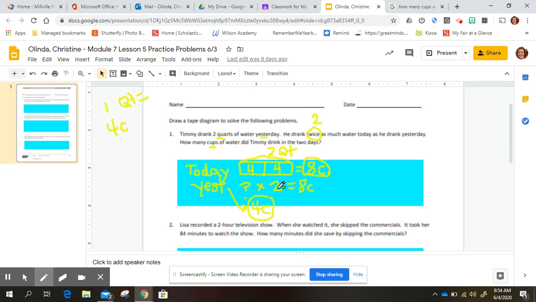So now we can answer the question since we solved those hidden problems. How many cups of water did Timmy drink in the 2 days? So combined, if he drank 8 cups today and half of that, or twice as much today than he did yesterday, and that's 4, 8 plus 4 would be 12 cups. And so in the box, I would want to type Timmy drank 12 cups, not 2 cups, 12 cups. 12 would be your answer. So you want to type in 12 cups.